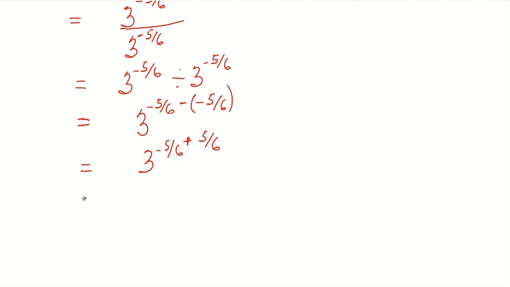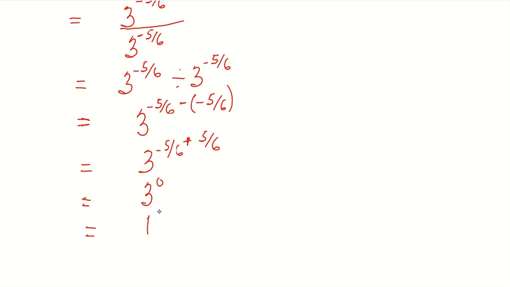Now we can see that minus 5 out of 6 plus 5 out of 6 gives us 0, and we have 3 exponent 0. And so in indices, we said that any non-zero number with an exponent of 0 equals 1. So our final answer is equal to 1.